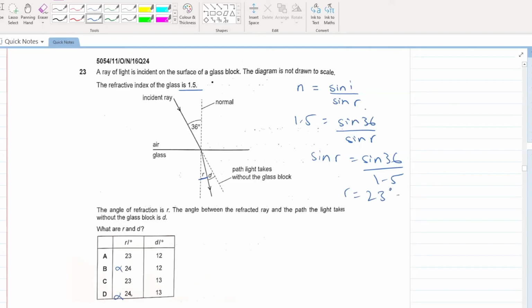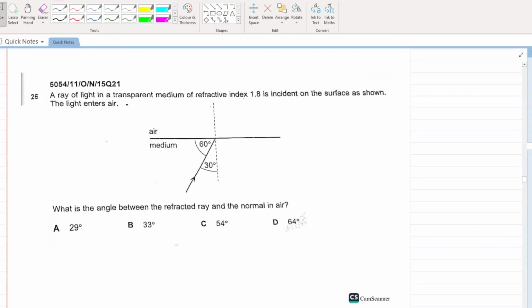B and D will get cancelled out. Now you have to calculate D as well. How will you do that? If this angle is 36 degrees, this complete angle will be 36 degrees minus the value of R, that is 23 degrees. This comes out to be 13 degrees. D is 13 degrees. C is your answer. Let's see this.